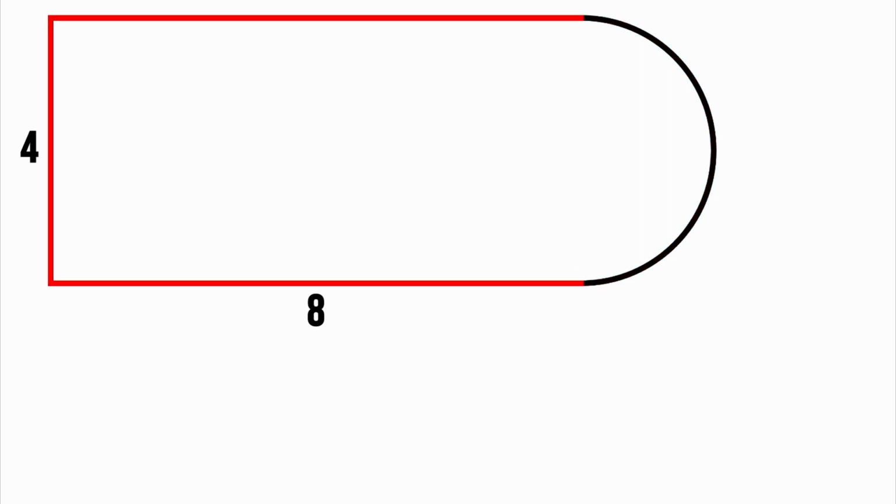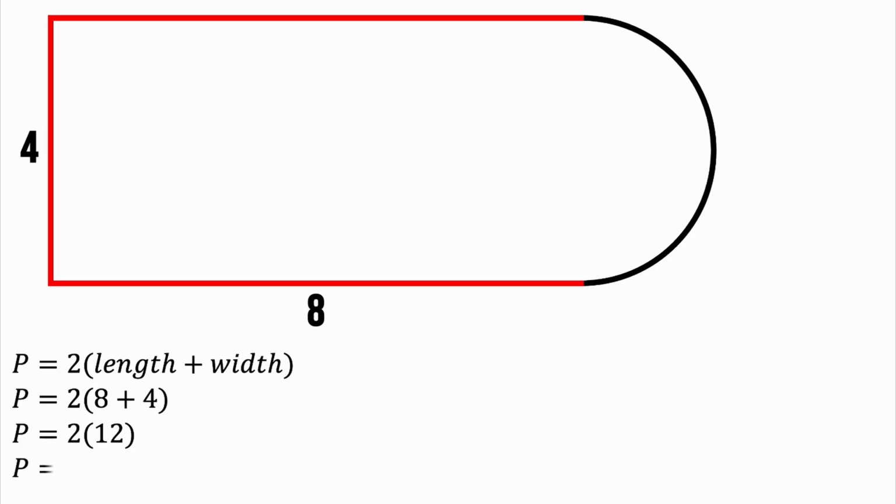The formula for the perimeter of a rectangle is just the perimeter is equal to 2 times the length plus width. If I plug in my length and width, I get 2 times 8 plus 4, which is 2 times 12, and so therefore my perimeter would be 24. But I also need to remember that I'm missing the interior side, so I need to subtract that 4 back off, which gives me a total perimeter of 20 units.